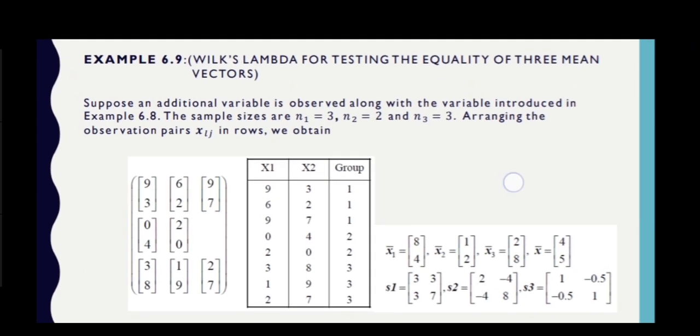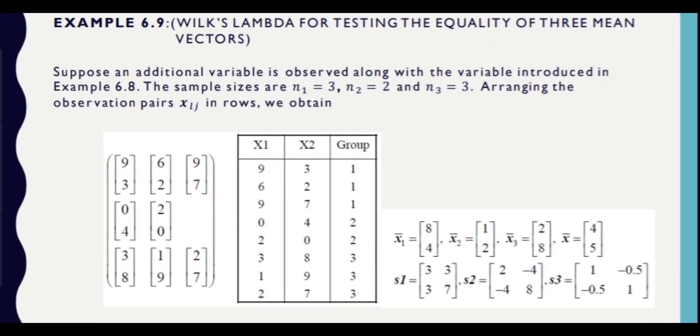Okay, let's see the example 6.9 from your textbook, page 304. Okay, so suppose an additional variable is observed along with the variable introduced in example 6.8. Sebelum ni example 6.8 only involve one variable, so kita using the univariate ANOVA. Okay, so now we have the additional variable x2. The sample size for the first population is 3, second population is 2, and third population is 3.